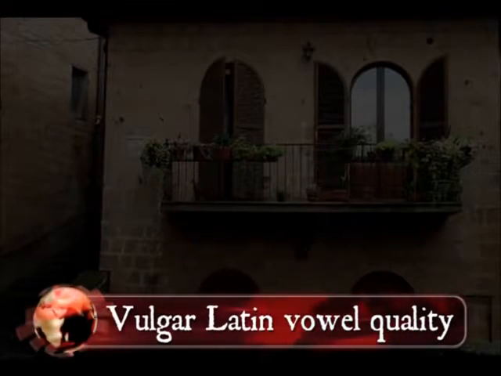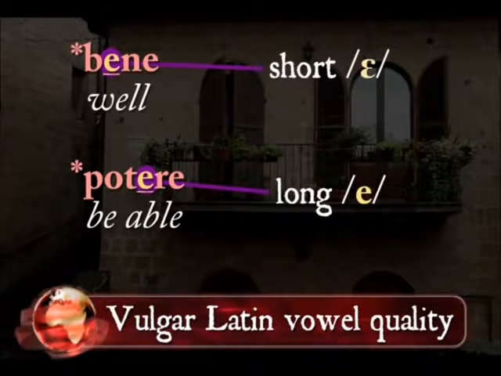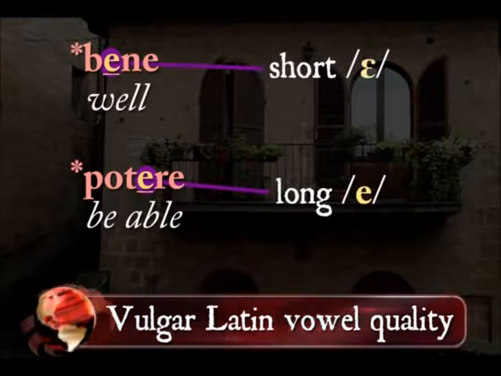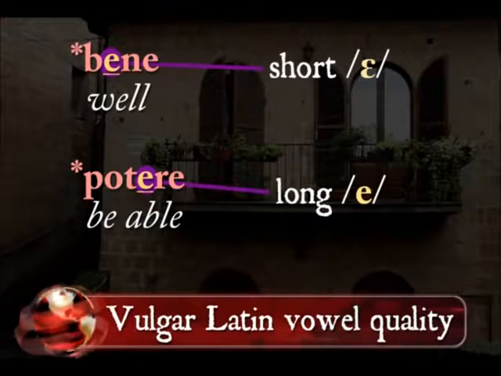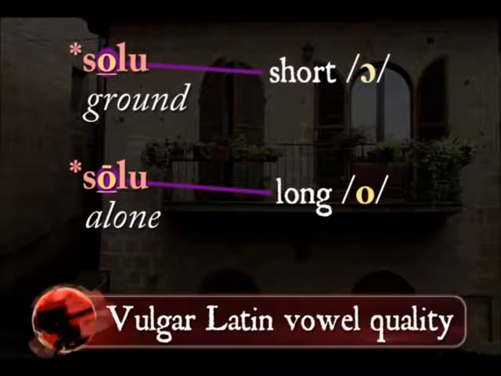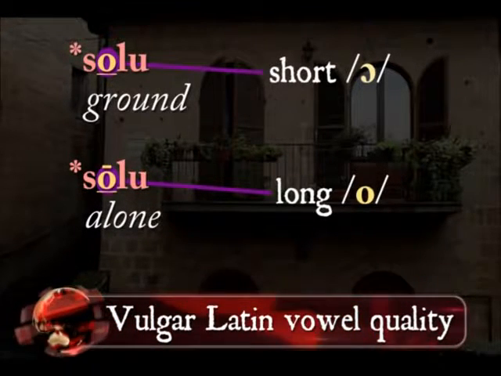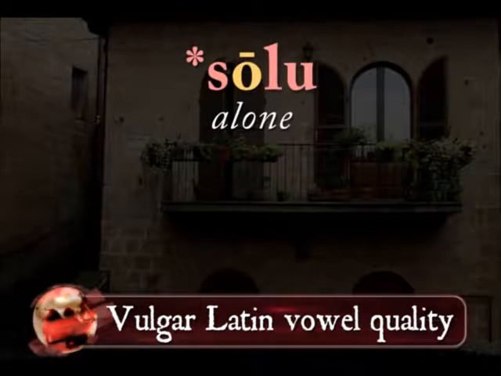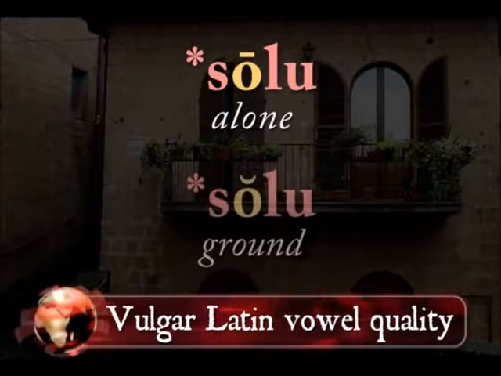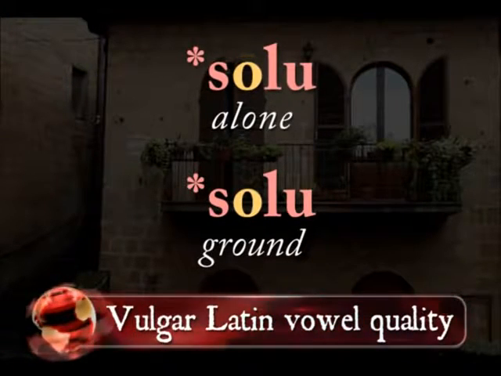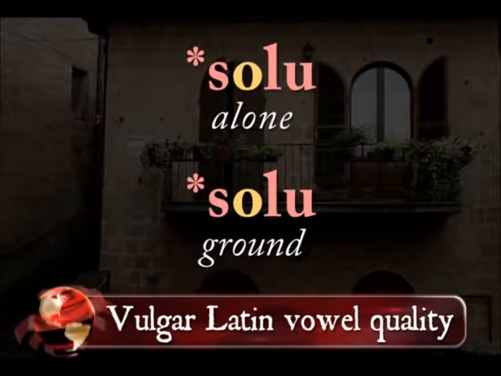For example, bene has a short e, while potere has a long e. Notice how crucial the difference is in some Proto-Romance words. The o in solu is short, but the o in solu is long. You can see that long mark, the macron, above the long vowel. Sometimes a short mark is used above short vowels, but usually the vowels are written unmarked outside of educational materials.